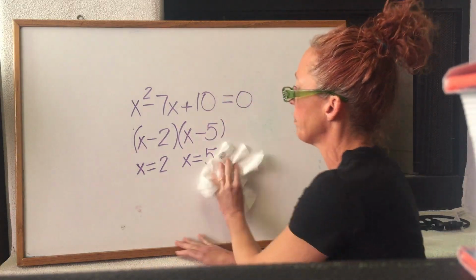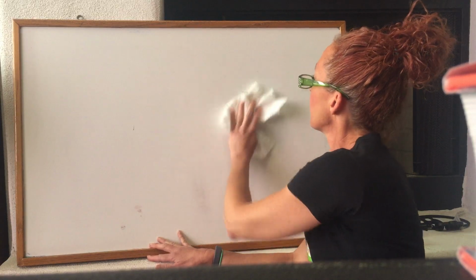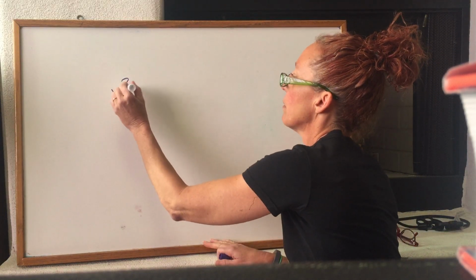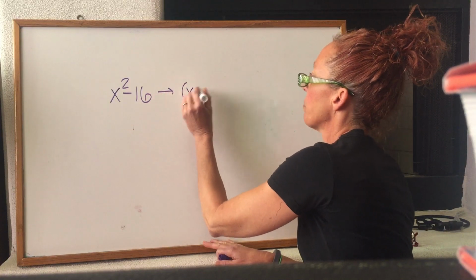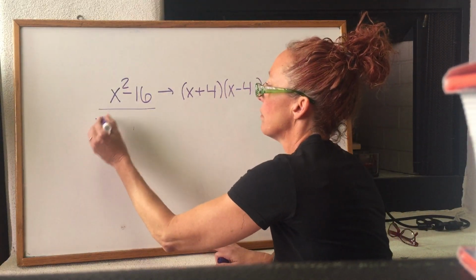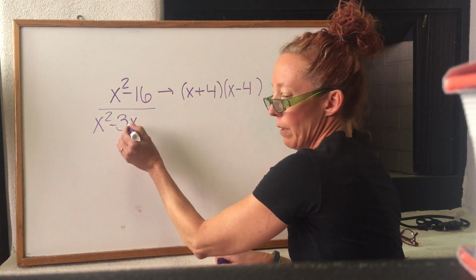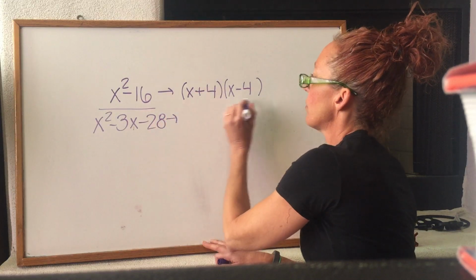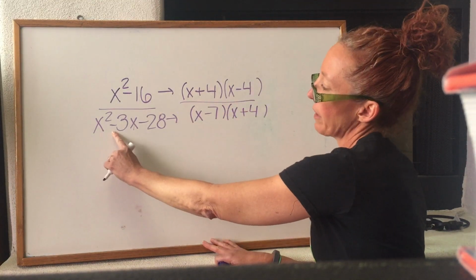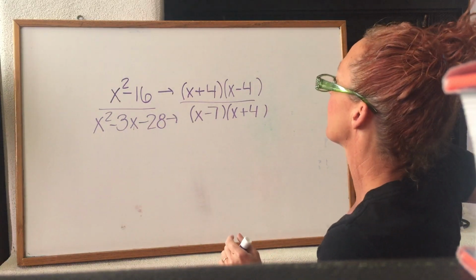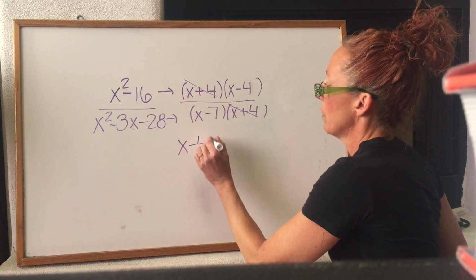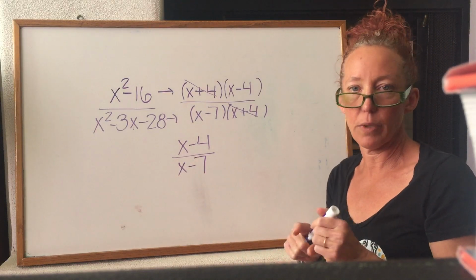Question 3 says simplify if possible. So now we're going to start looking at the ones that need factoring, and then we're going to slash out those common factors. So x squared minus 16 factors to x plus 4, x minus 4, and x squared minus 3x minus 28 factors to x minus 7 and x plus 4. That way it adds up to that negative 3 and it still multiplies to a negative 28. So you'll see that my common factors here are x plus 4, so those cross off. So there's the final answer to question 3.